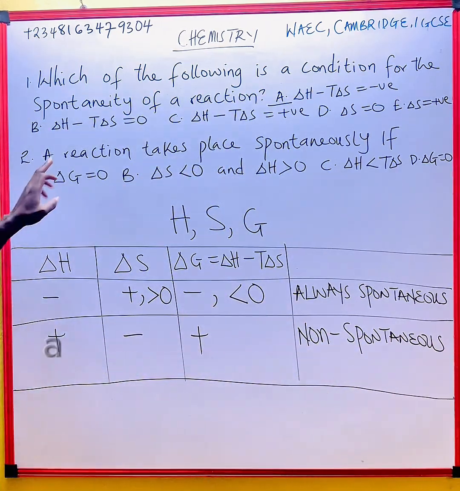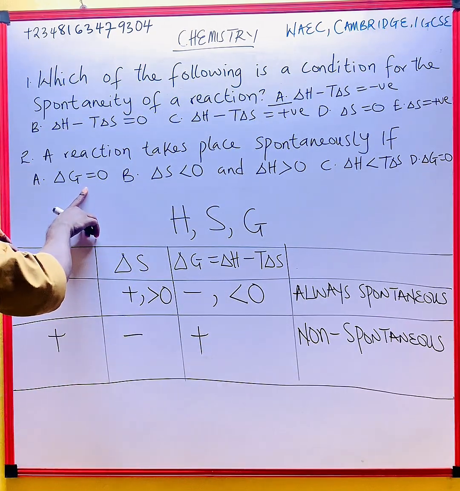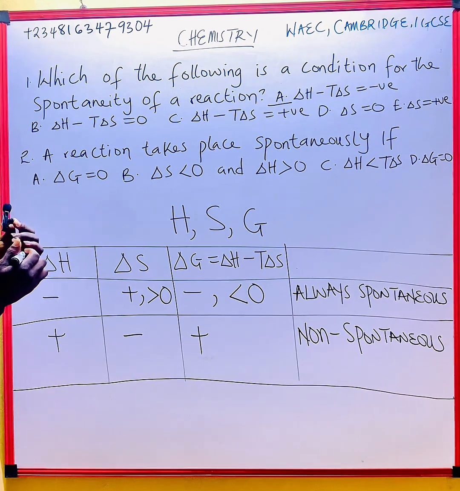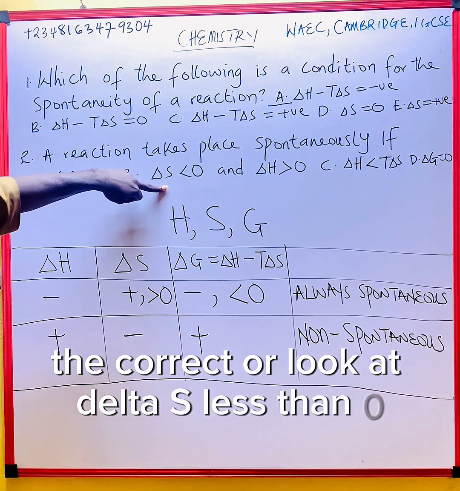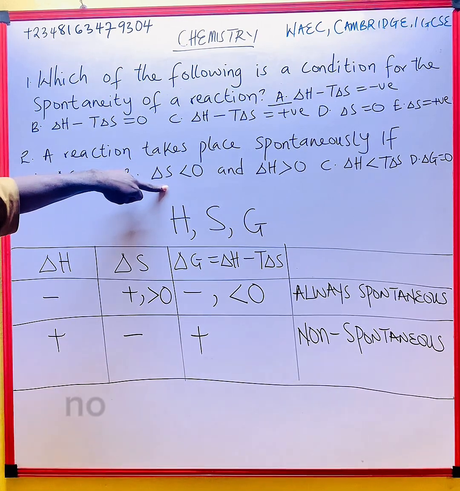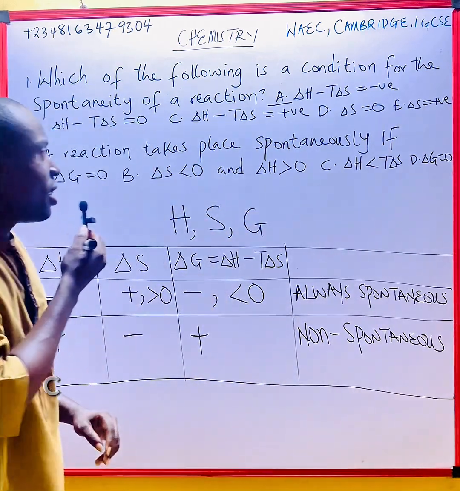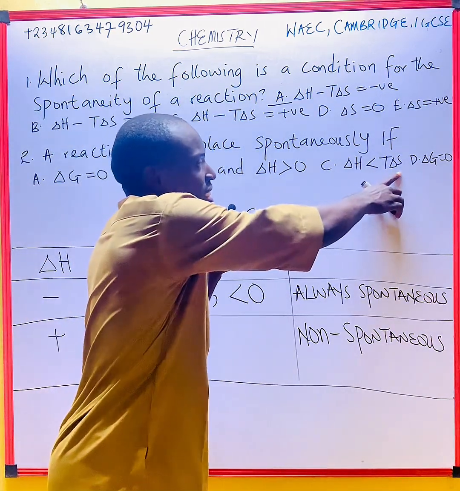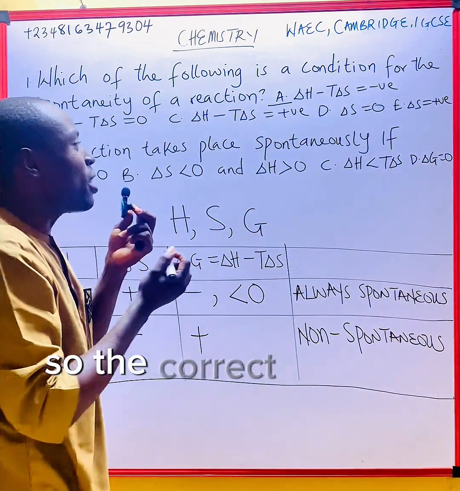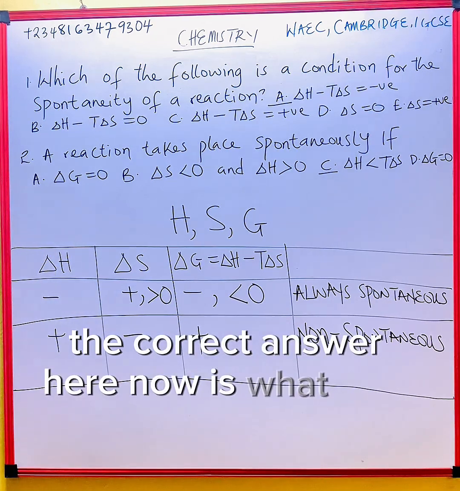Now, in the case of number 2, a reaction takes place spontaneously if... it cannot be A. Of course, for delta S less than 0, no, that's not correct. C, delta H is less than T delta S, change in entropy. So the correct answer here is C.